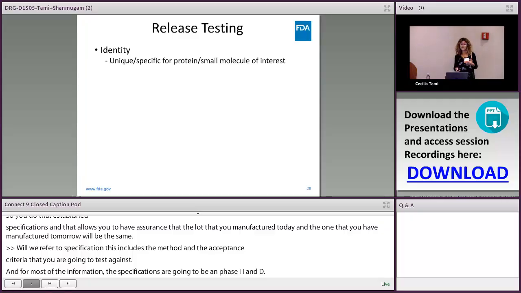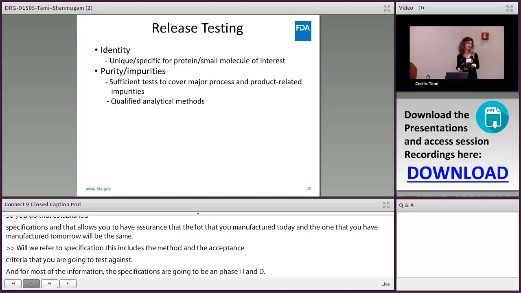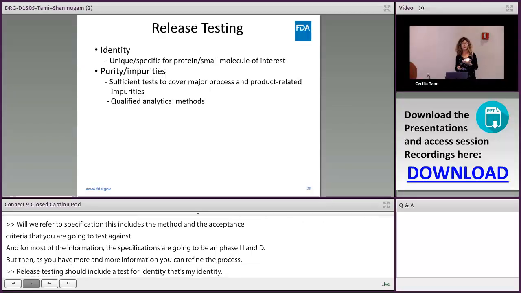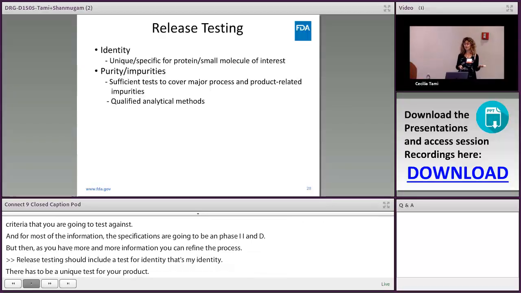So release testing should include a test for identity. That has to be a unique test for your product, small molecule or biologics. A set of tests that are going to characterize the purity and impurity profile of your product, including product-related and process-related impurities that might be present in your product.